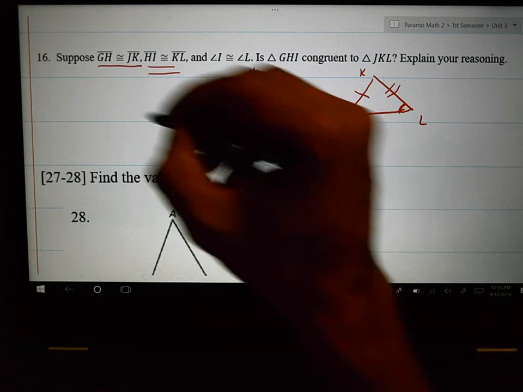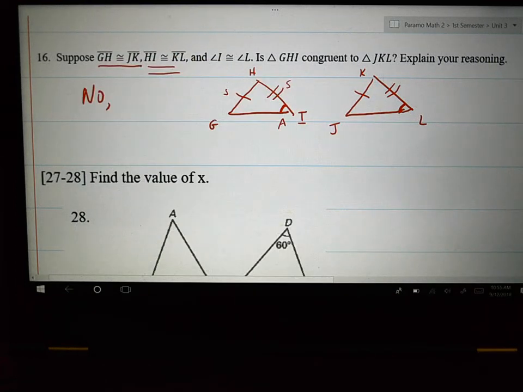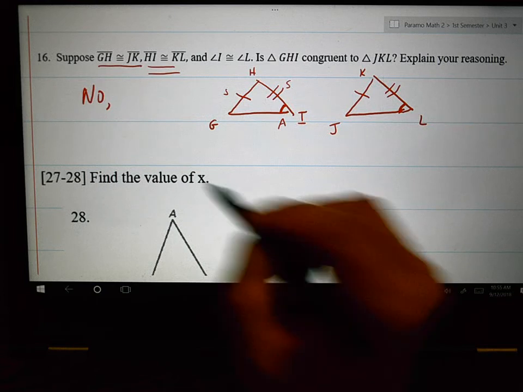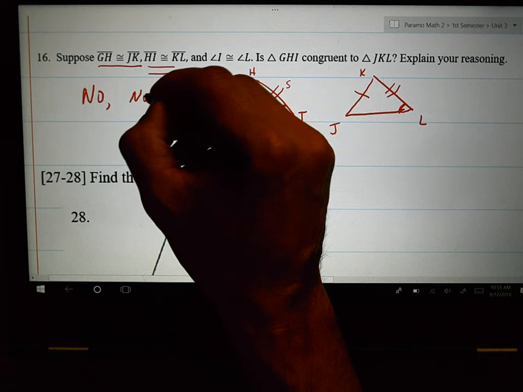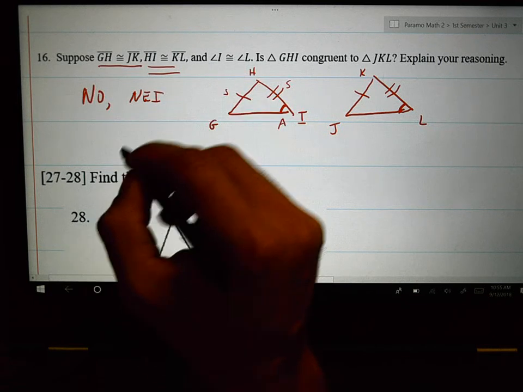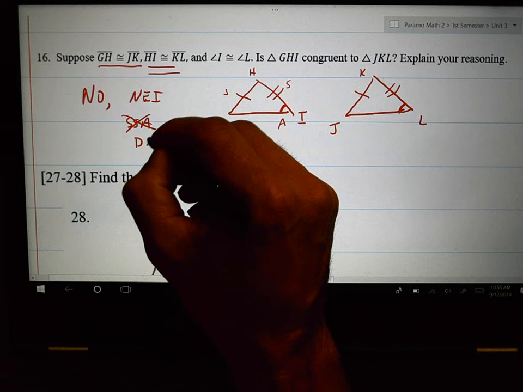Those of you who said no, I agree with you. Is there a side-side angle? No. There's one that looks like it. It's called HL, but this one doesn't have a right angle. I'm going to put not enough information, or to be more specific, SSA does not exist.